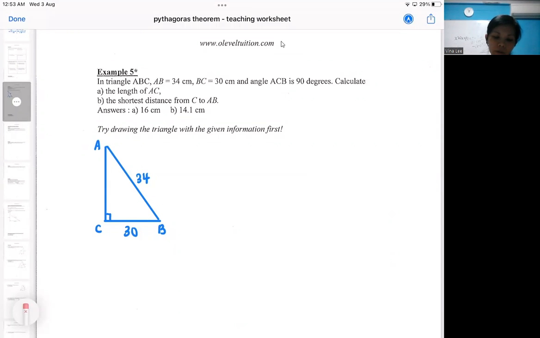Okay, in this question, I'm going to show you the idea of finding the shortest distance. It can be one of the difficult methods that a lot of people will forget or cannot relate to. Okay, so the first part.